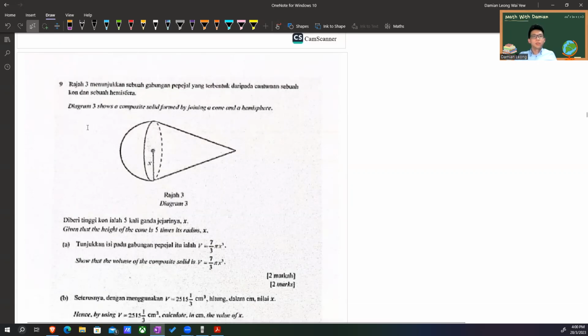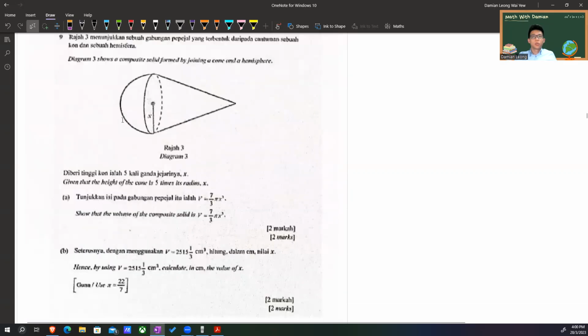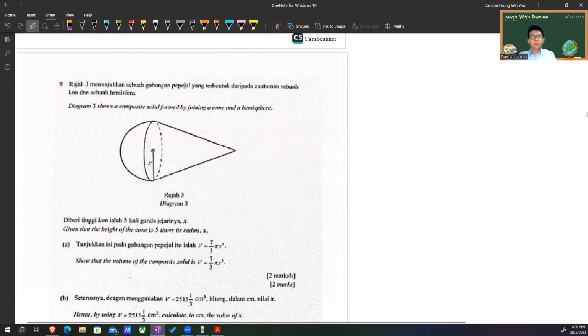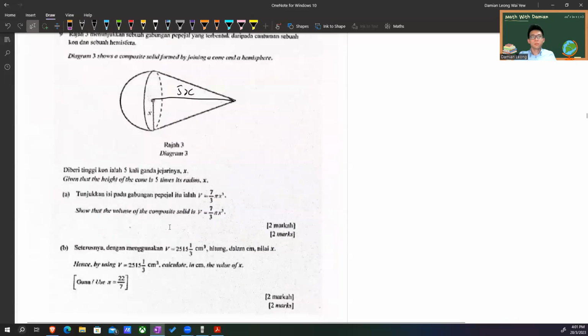Now, question 9. I want to show that the volume of composite solid is 7/3 pi x cubed. So this is x. Height is 5 times radius. So means the height of the cone, this length is 5x. Okay. So for part A. Volume of the composite solid is half of the volume of the sphere, 4/3 pi r cubed, so pi x cubed, plus volume of the cone, 1/3 pi r squared h. Pi, r is x squared, h is 5x.